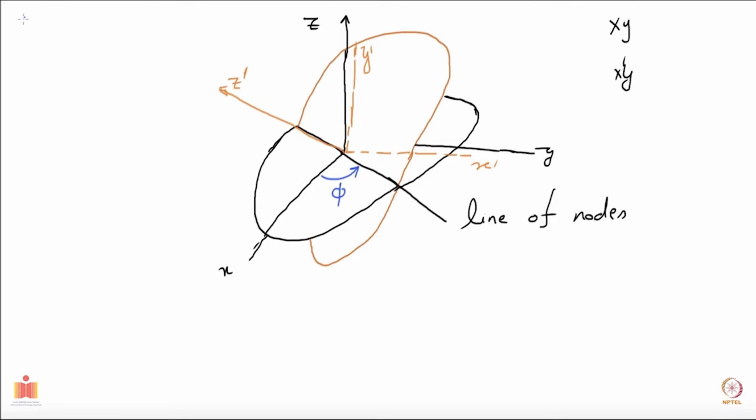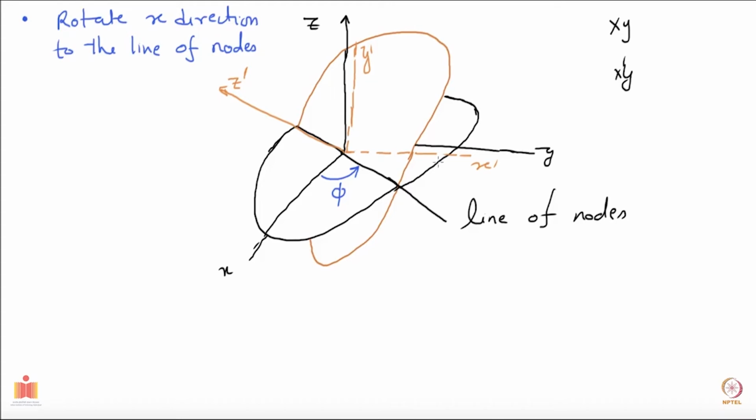Good. So the first transformation is to rotate the x axis, the x direction, to the line of nodes, or nodal line. Okay, that's fine, but x has not yet reached x prime. I will do that later.